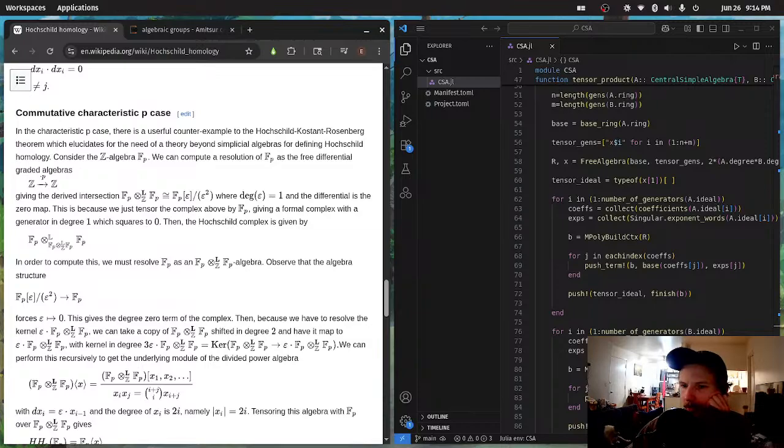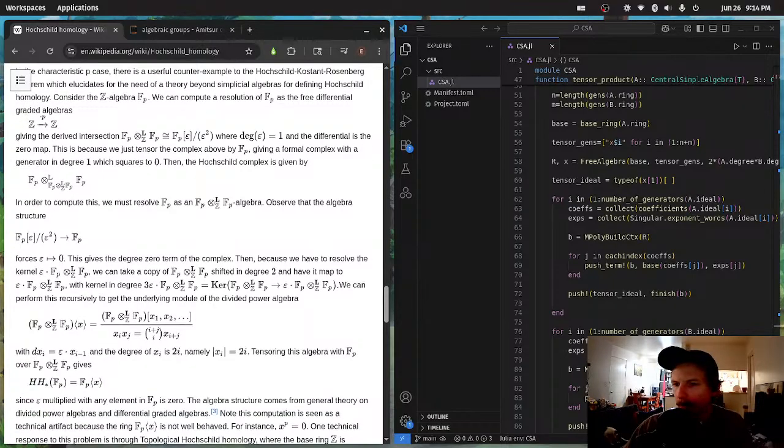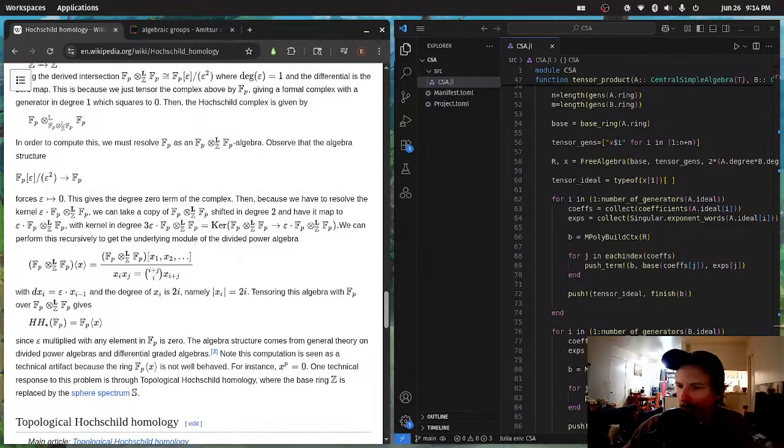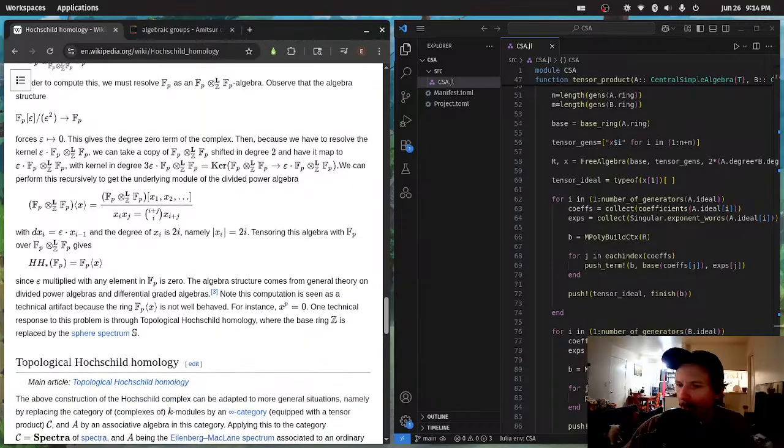In order to compute this, we must resolve FP as this kind of algebra. Observe that the algebra structure forces epsilon to go to 0. Then because we have to resolve the kernel, we can take a copy of this, shift in degree 2, and have it mapped to that. The kernel in degree 3: epsilon times this thing equals this thing. We can perform this recursively to get the underlying module of the divided power algebra. The algebra structure comes from the general theory of divided power algebras and differential graded algebras.